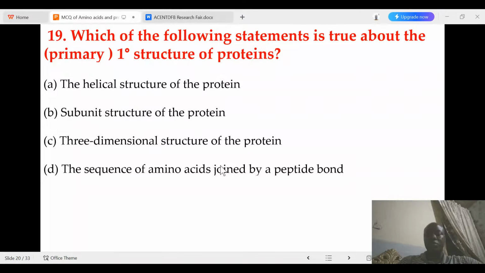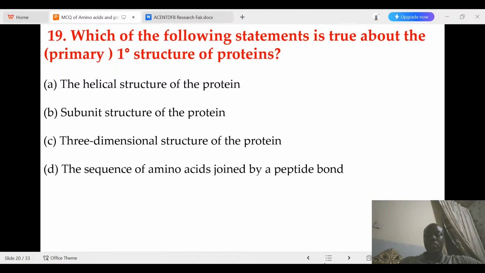Is there any other answer for question 19? Yes, Zainab Sagir mentioned that the levels of protein structure are primary, secondary, tertiary, and quaternary structure. Excellent, you are correct. Then what is the answer for question 19? Yes, the answer is D. The primary structure of proteins is determined by the sequence of amino acids joined by a peptide bond. So you are correct.